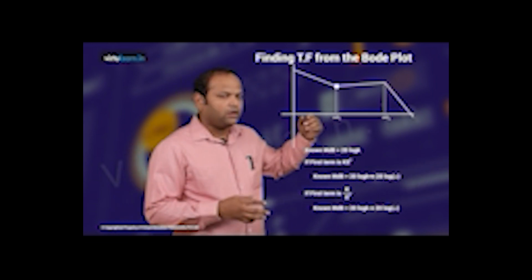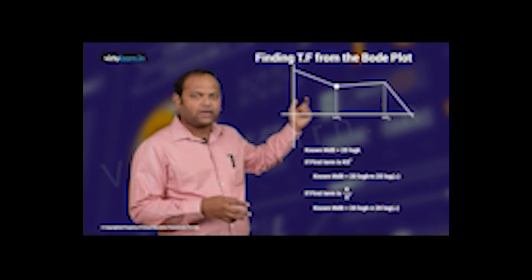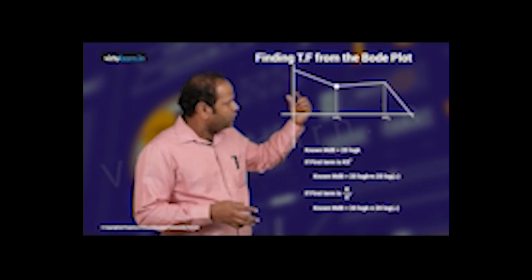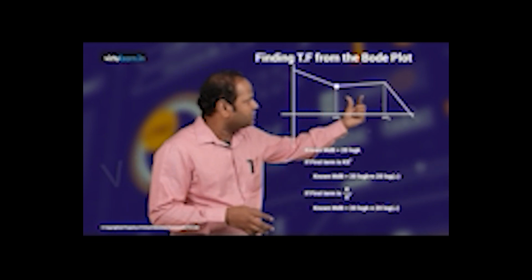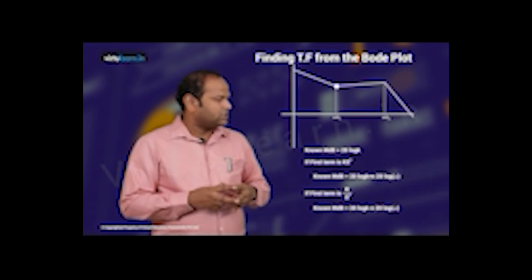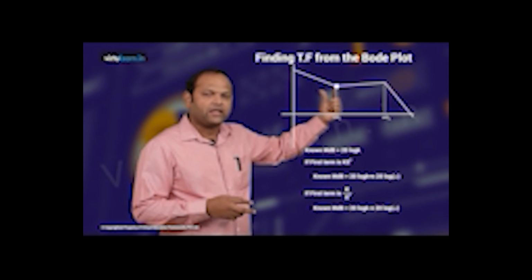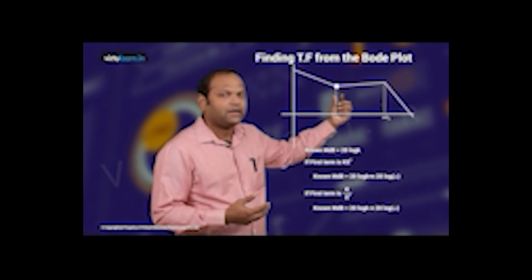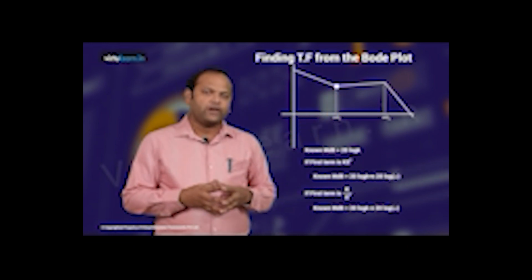So for example, if the first term is k, how do we get this k value? You know the MdB value, and MdB is equal to 20 log k, because when you have a type 0 system, you will get only k. In that case, the frequency is not needed. So directly MdB is 20 log k, and then we can find the k value.